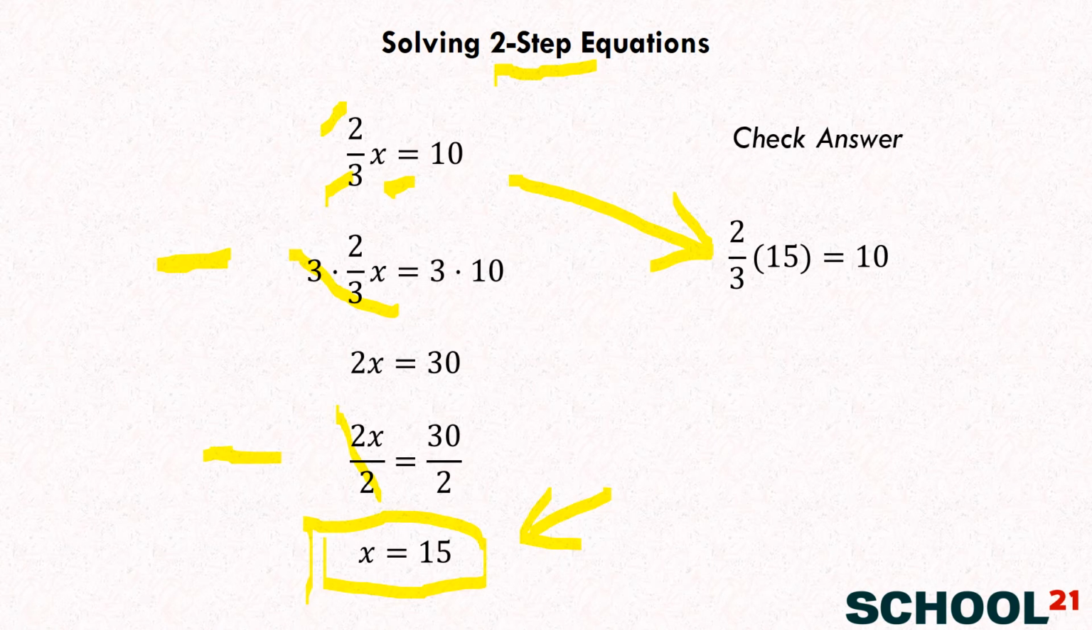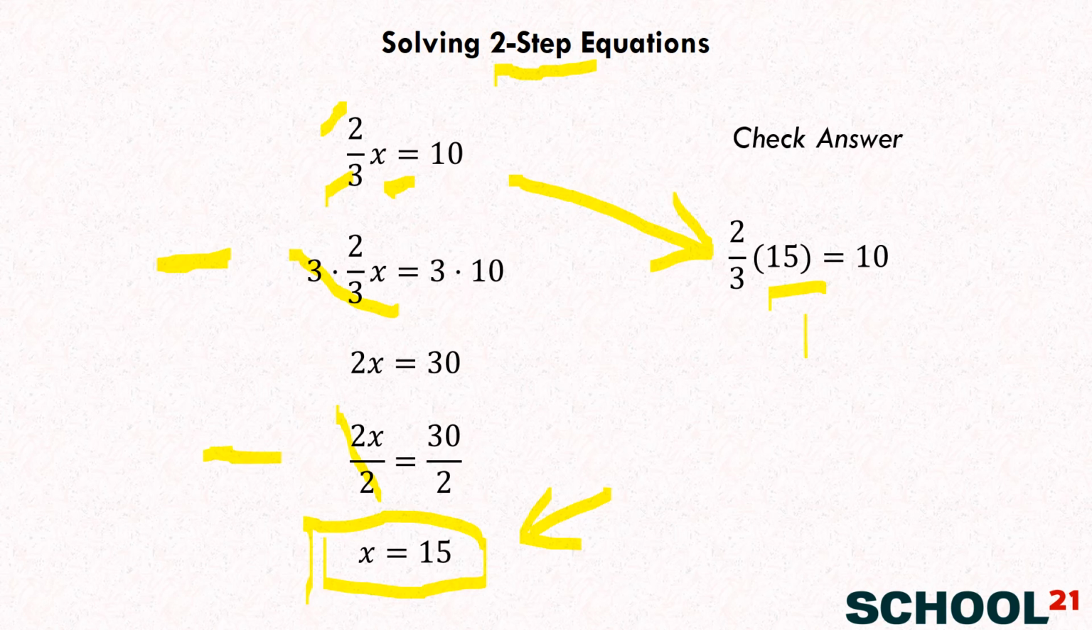So now you might say to yourself, okay, 2/3 of 15, yes, is 10. That might be something you can do quickly in your head because 1/3 of 15 is 5, so 2/3 of 15 is 10. Or you might want to go ahead and do some math here to make sure that you're checking your answer. The 15 is kind of like a 15 over 1, so you can multiply those fractions.